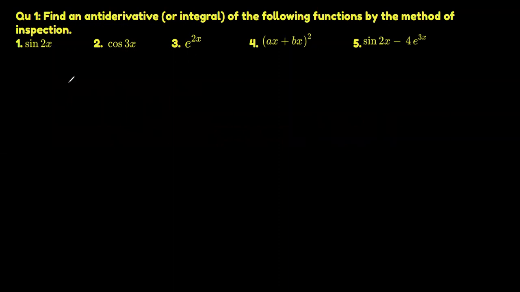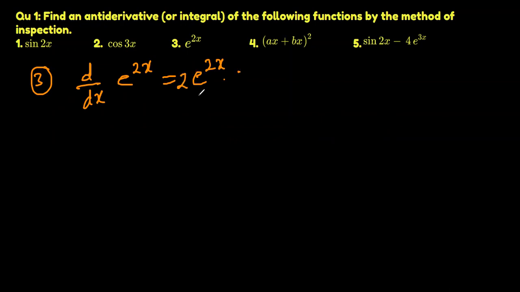Now for part 3, this is actually question number 3. We know the derivative of e to power x is e to power x. So the derivative of e to power 2x will also be e to power 2x, then multiplied by the derivative of 2x, chain rule. So that is 2. 2 we can write in front also. But we want e to power 2x on the right side. We do not want this 2.